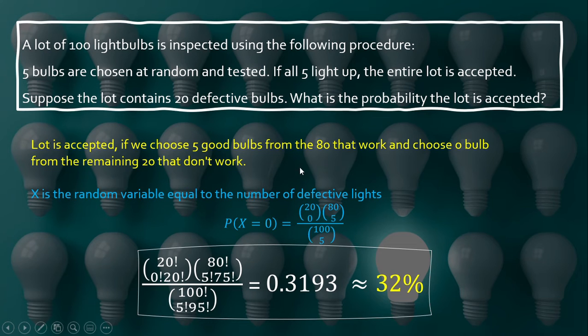So we define the problem first. The lot is accepted if we choose 5 good bulbs from these 80. 80 comes from this 100. Suppose we already know that there are 20 defective bulbs, and the remaining 80 work, so we choose 5 from the 80 that work and 0 bulbs from the remaining 20 that don't work. X is the random variable equal to the number of defective lights, and from those we just plug into this formula. We get some calculation here, and we find that the result is around 0.3193, and that's around 32% if we follow this procedure.